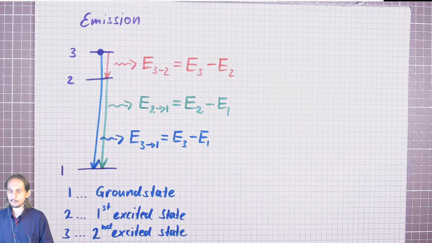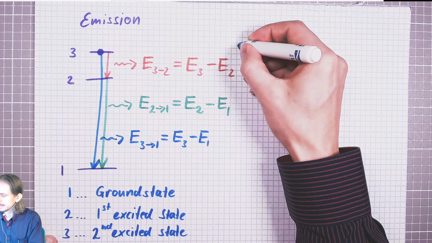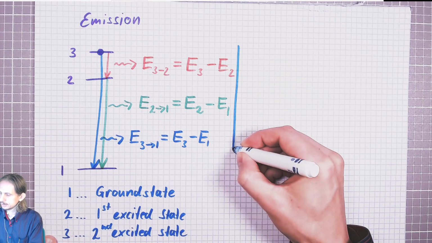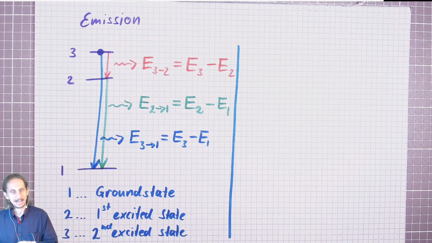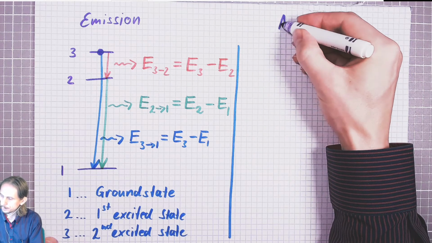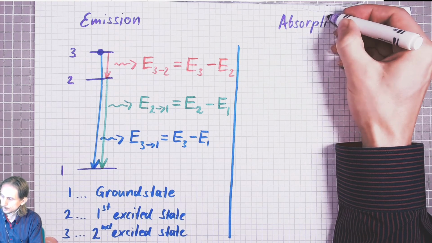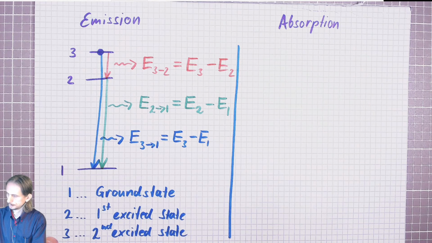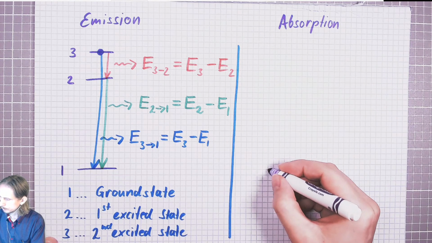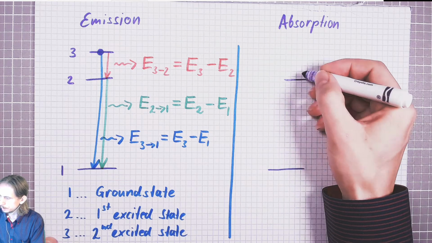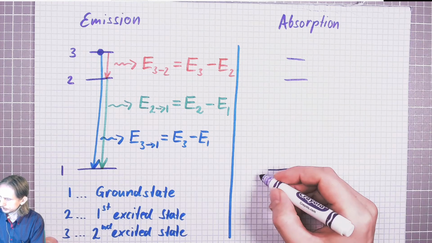So this is what emission looks like. Turns out that everything could also go backwards. That means that we could absorb light. Absorption in our energy diagram would be drawn as follows.